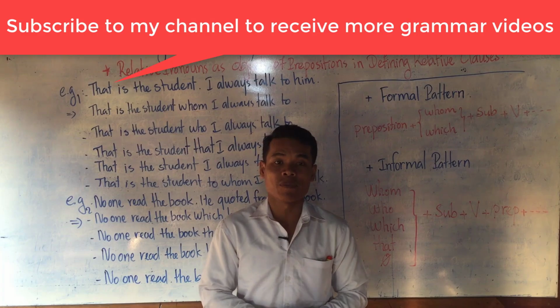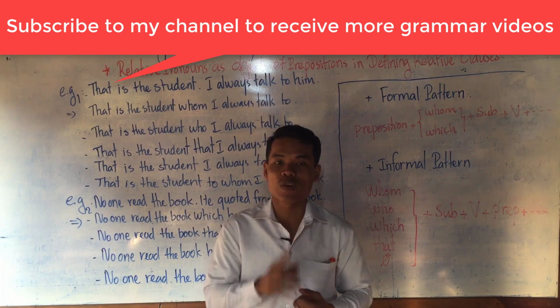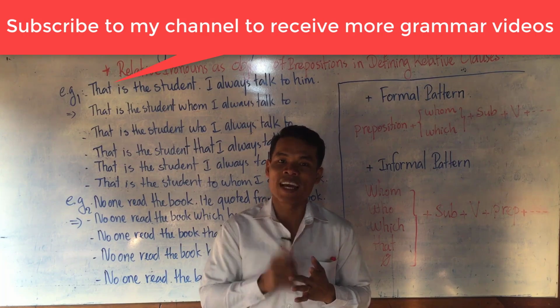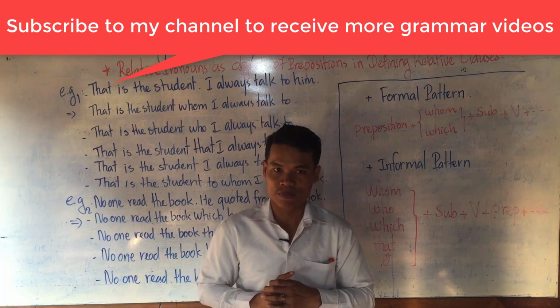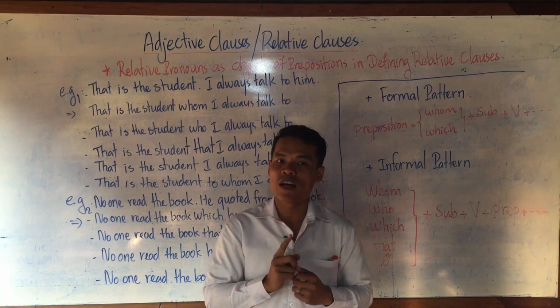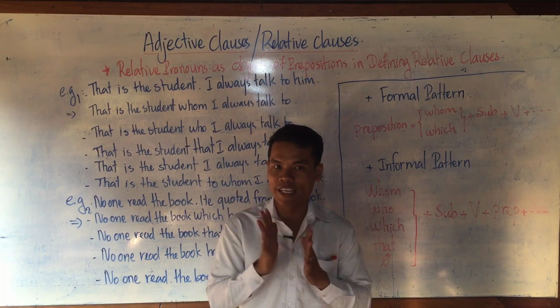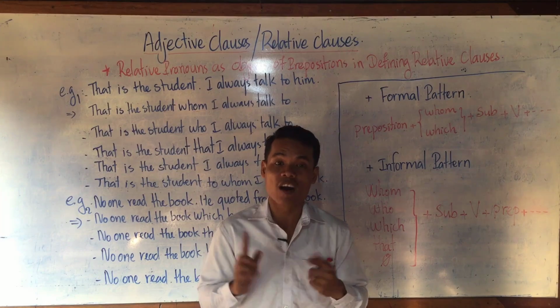In today's video, I'm going to teach you another adjective clause. My latest video was about who plus noun as object of verb or verb preposition. When who plus noun is the object of verb or verb preposition, we can write in two ways: one formal and the other informal way or pattern.